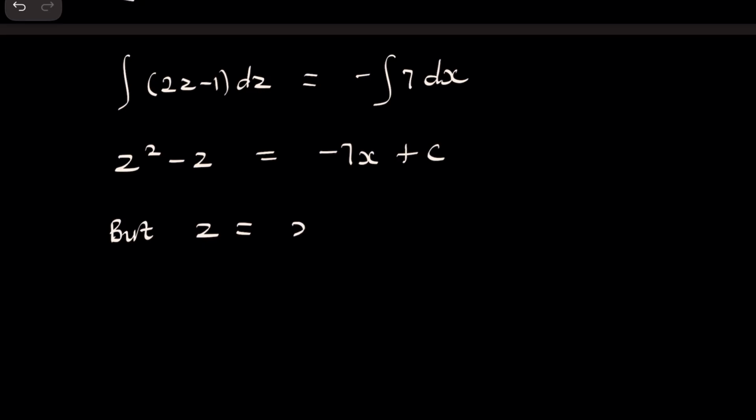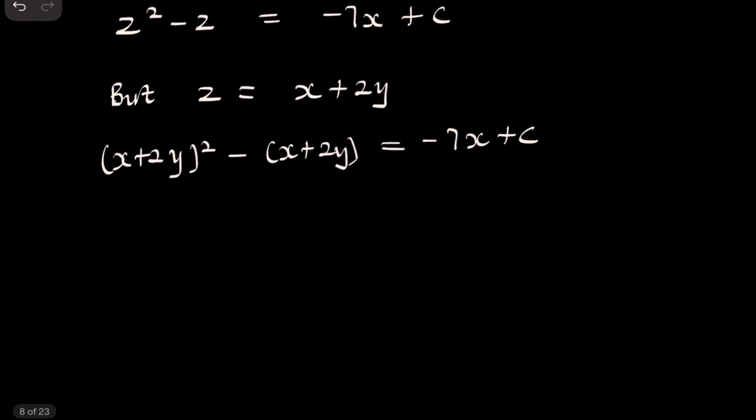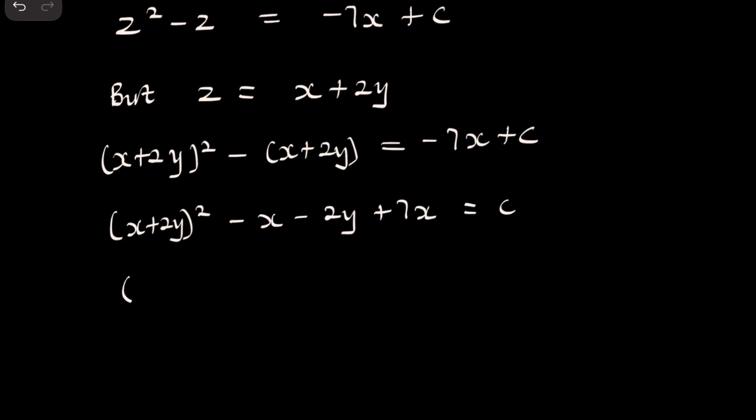But z is giving us x plus 2y, and so we are going to have (x plus 2y) squared minus (x plus 2y) is equal to minus 7x plus c. Simplifying this gives (x plus 2y) squared minus x minus 2y plus 7x is equal to c. And so our final answer will be (x plus 2y) all squared plus 6x minus 2y is equal to c.